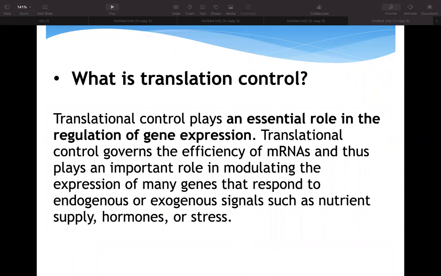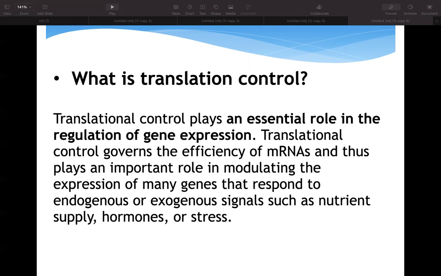Translational control is a process that controls whether a mature mRNA is translated or not. It also controls how long a mature mRNA is able to remain in the cytoplasm for translation. It plays an important role in modulating the expression of many genes that respond to endogenous or exogenous signals, such as nutrient supply, nutrient stress, or hormones.